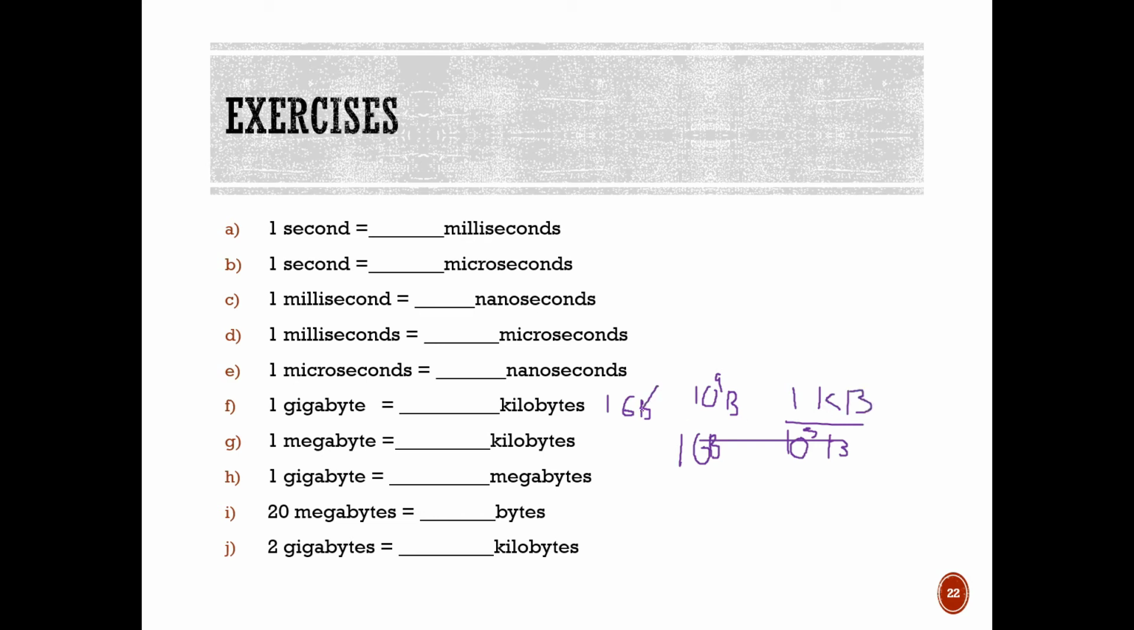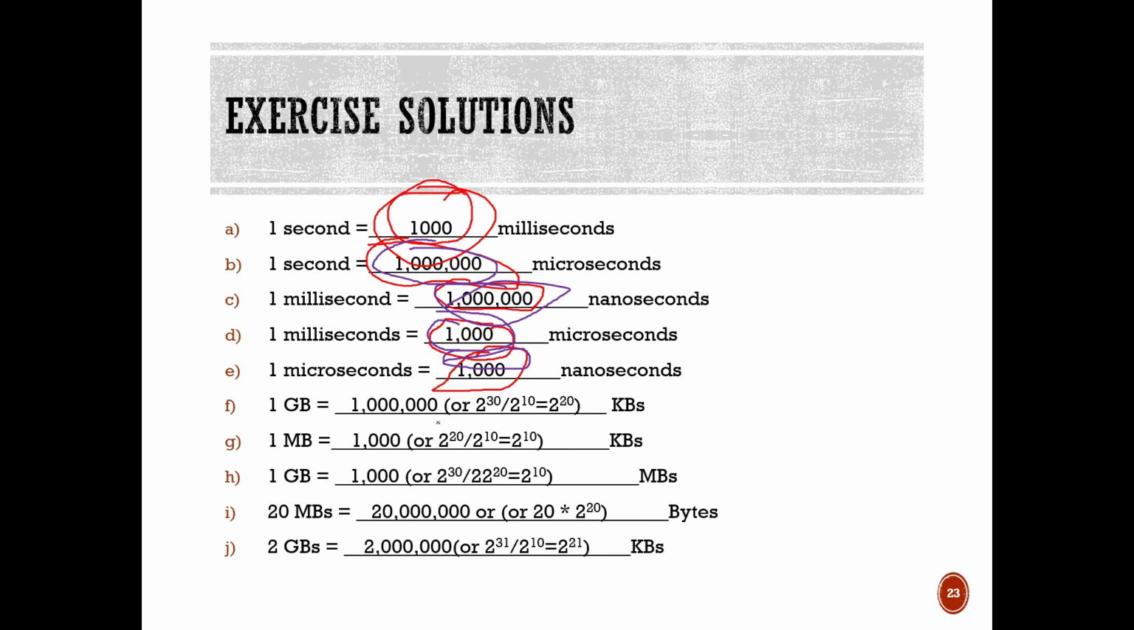As you can see, gigabytes will cancel, bytes will cancel. We're left with kilobytes. So it'd be 10 to the 9th, I'm sorry, the 10 to the 9th is up here, and the 10 to the 3rd is down here. Kilobytes. So that leaves us with 10 to the 6th kilobytes, or 1 million kilobytes, right here.